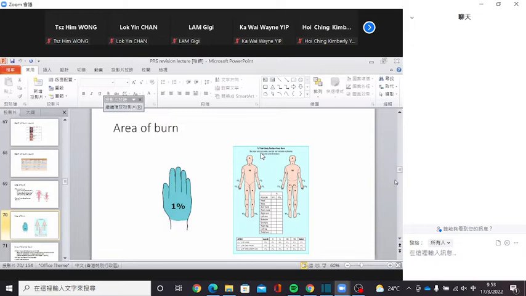And on your right side, there is a Lund and Browder chart. It's a more detailed calculation of the burn area. It's also age dependent. For various regions, they carry different percentages. So at this moment, concerning the depth of the burn wound and the area of the burn wound, any problems, any questions you want to ask?